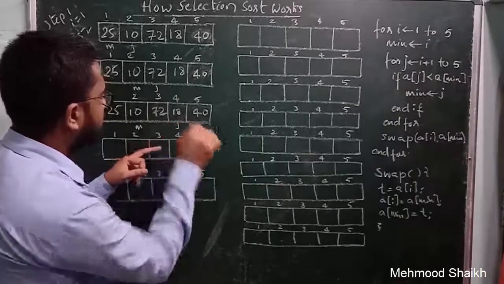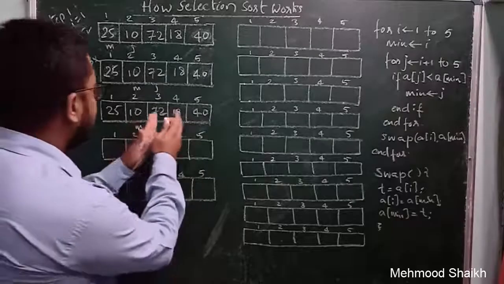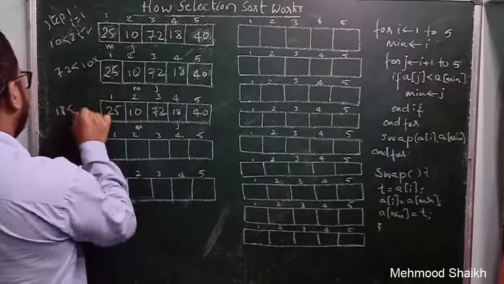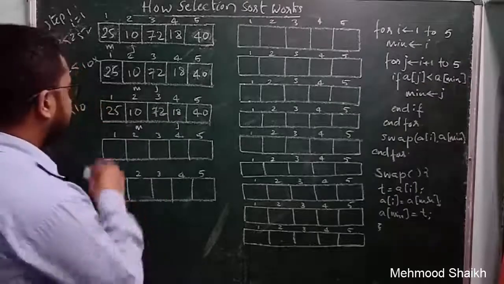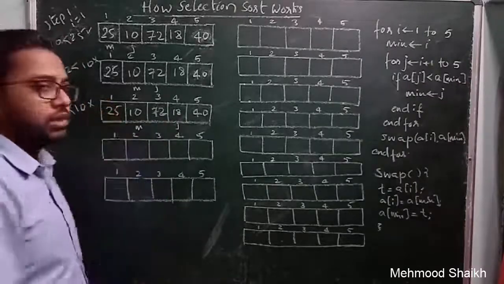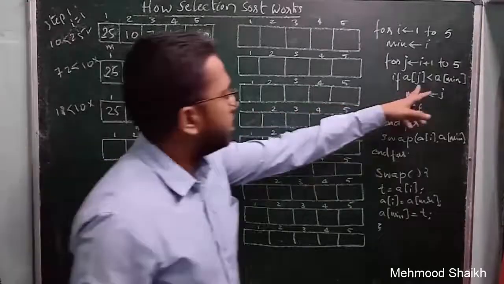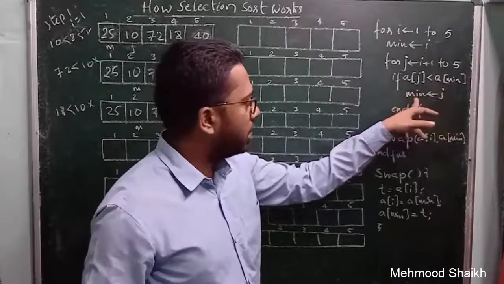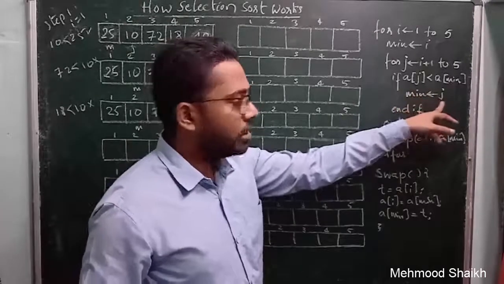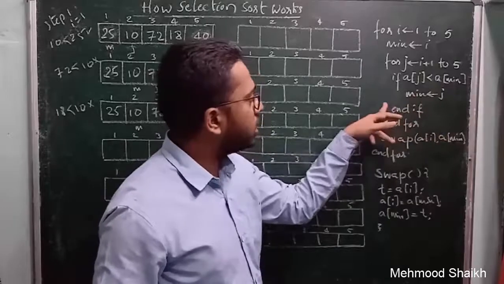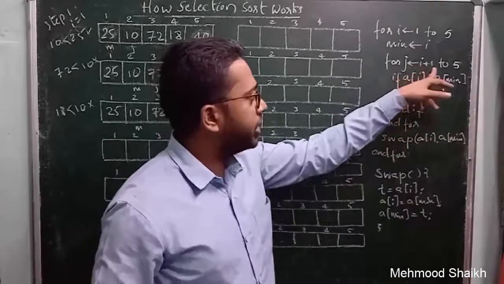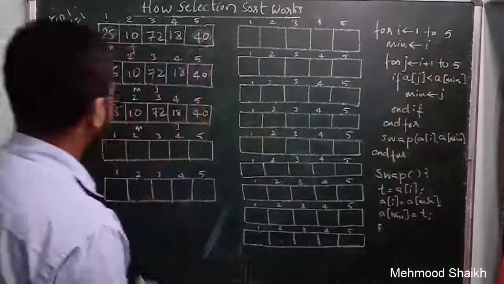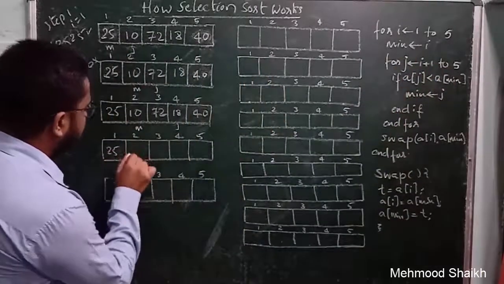Now j will be pointing to 4. Now we will make a comparison between 18 and 10, whether 18 is less than 10. Now 18 is not less than 10, so the condition becomes false. So here you can see this condition becomes false. So again we will not change the min location with the value of j. We will come out from this if and again increment j by 1. Earlier j was 4, now j becomes 5.